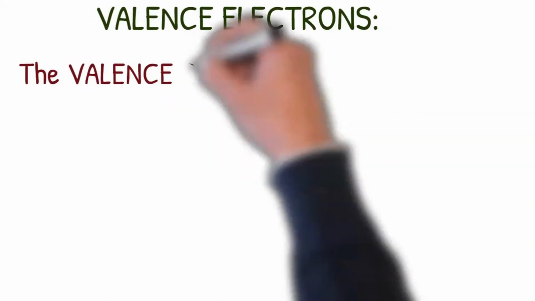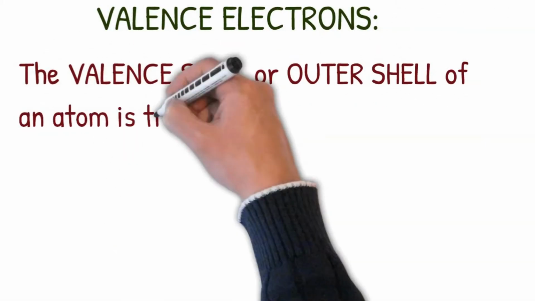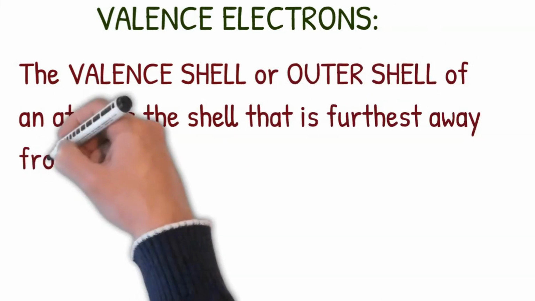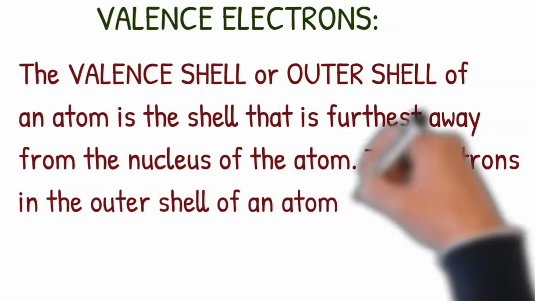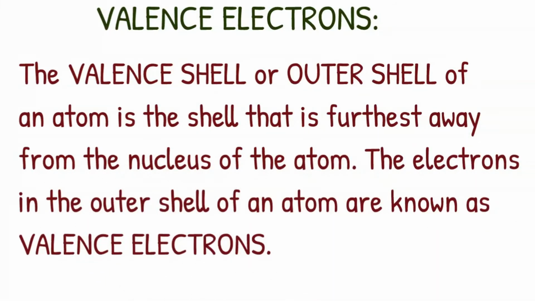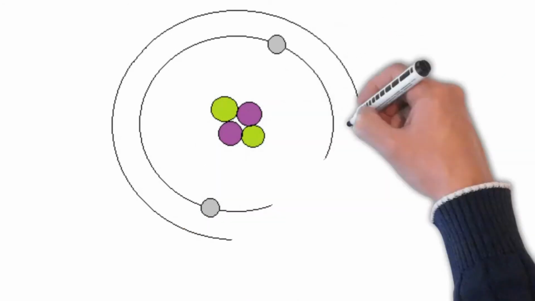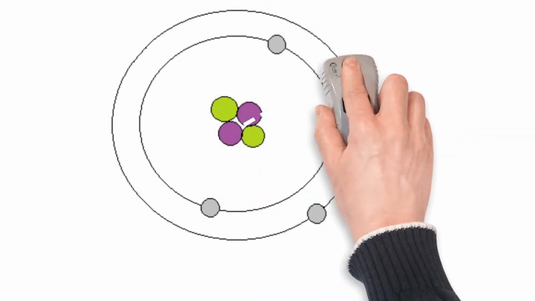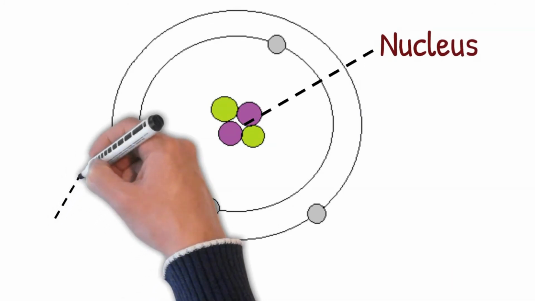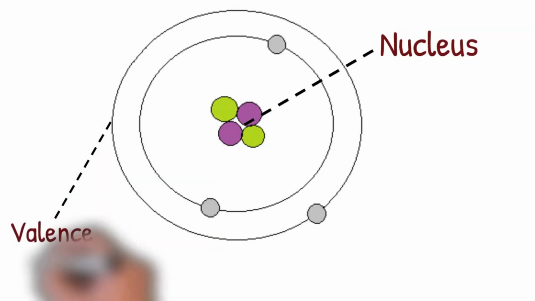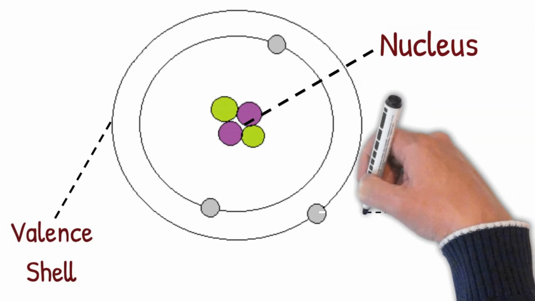Valence electrons. The valence shell or outer shell of an atom is the shell that is furthest away from the nucleus of the atom. The electrons in the outer shell of an atom are known as valence electrons. Nucleus. Valence shell. Valence electrons.